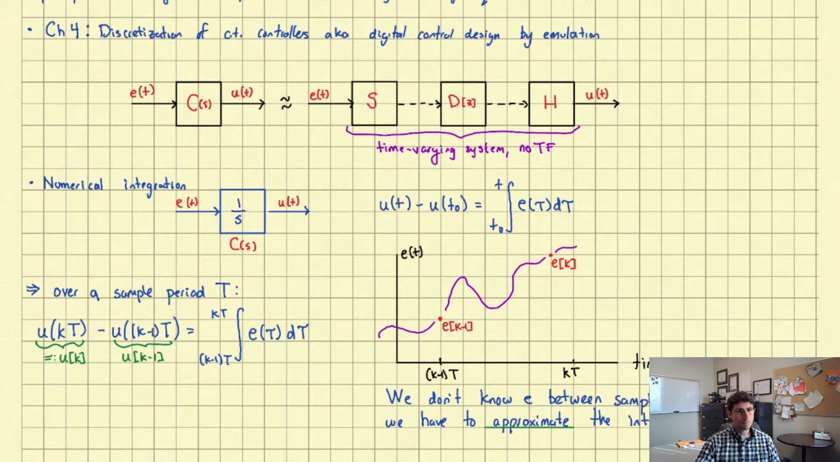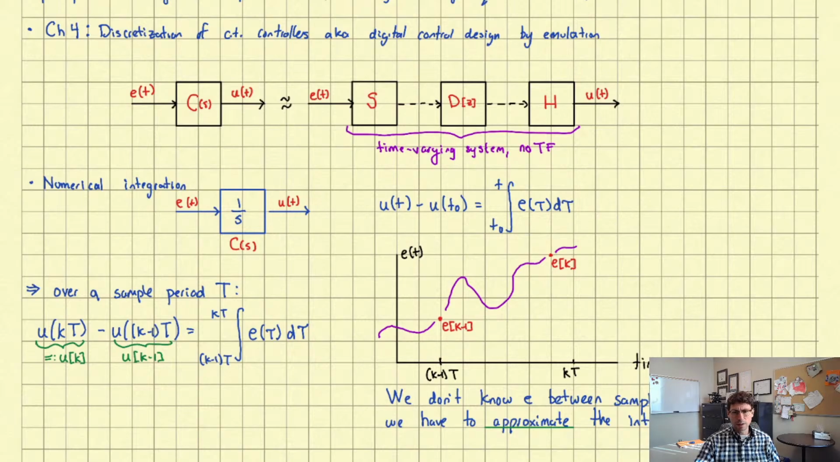We mentioned last time, and you showed in problem set 1, that it doesn't matter what you choose for D here. The overall system from the tracking error E to the control signal U is going to be time varying. It won't have a transfer function, so you'll never get equality here. It's just not possible, so we need to do something. We mentioned the main techniques, one of them being numerical integration, and that's what we started talking about.